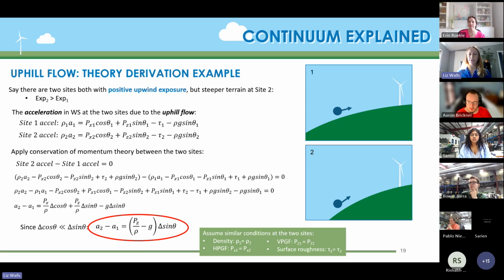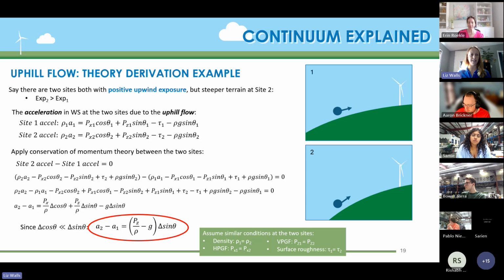So let's take a similar look as we did for downhill flow. It's going to be a simple example where we have two sites that are really quite similar in terms of conditions. The only thing that's different is the upwind exposure. In this example, site 2 has a greater upwind exposure than site 1. So it's steeper terrain upwind of the site than at site 1.